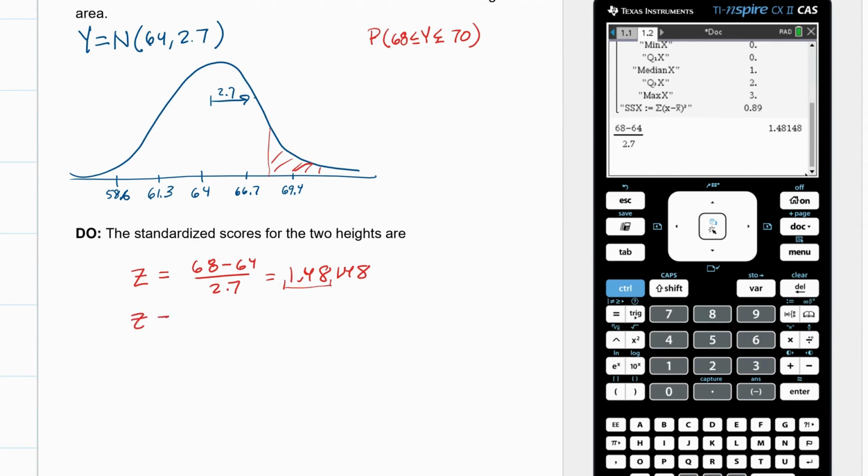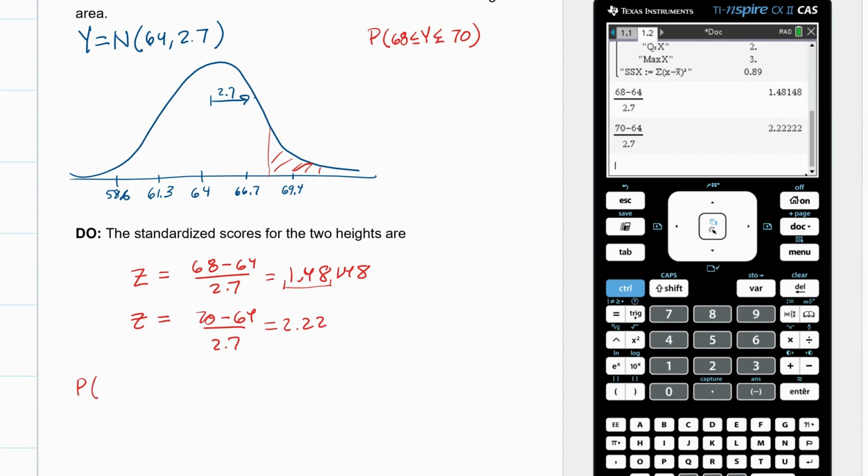What about the standard score for the high end? 70 minus 64 over 2.7. And again, I'll go over to the calculator, Control Division to get the fraction. 70 minus 64 divided by 2.7. I hit enter, and I get 2.22.